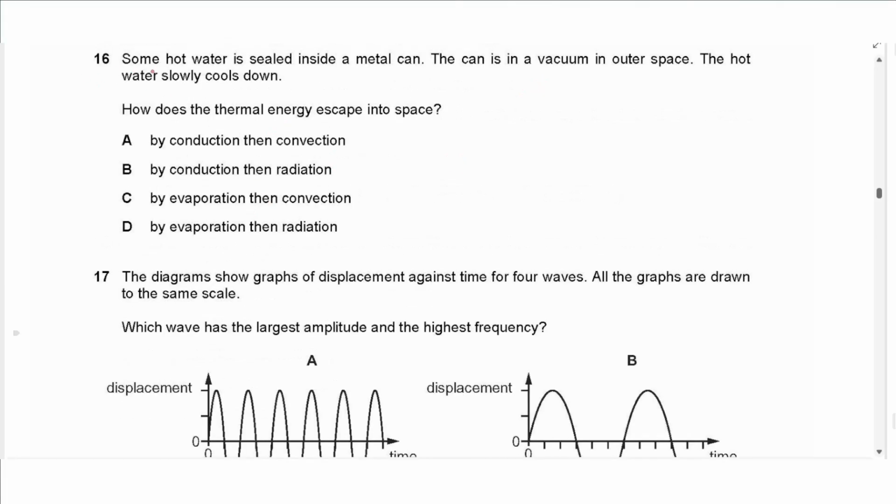Question 16 says, some hot water is sealed inside a metal can. The can is in a vacuum in outer space. The hot water slowly cools down. How does the thermal energy escape into space? So through the metal can we have conduction, then in vacuum only radiation can travel, so it's radiation after conduction, so the answer is B.